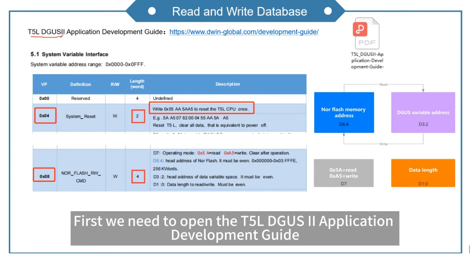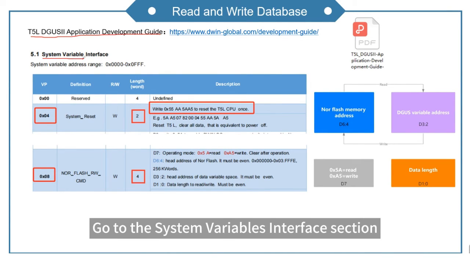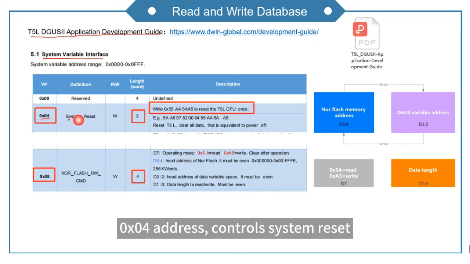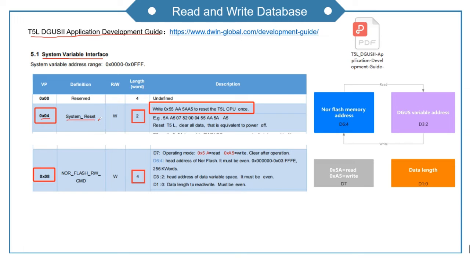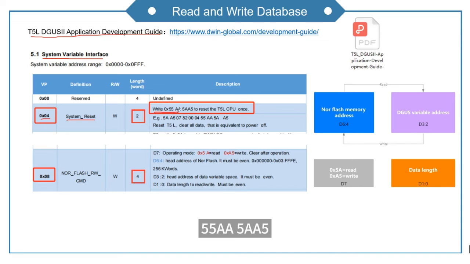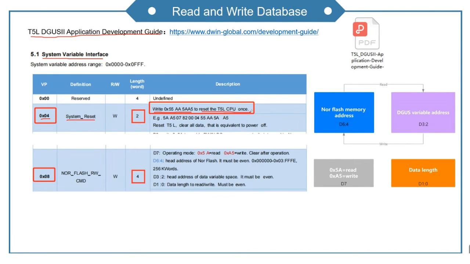First, we need to open the T5L LCD application development guide. Go to the System Variables Interface section. 04 address controls system reset. It's 2 words long. Write commands at 04 address, 55AA5AA5. The T5L CPU will be reset once.